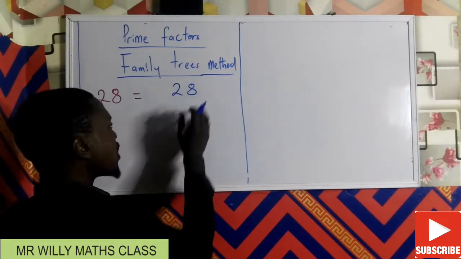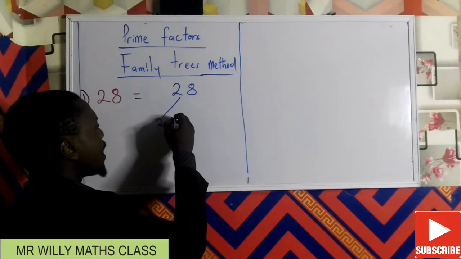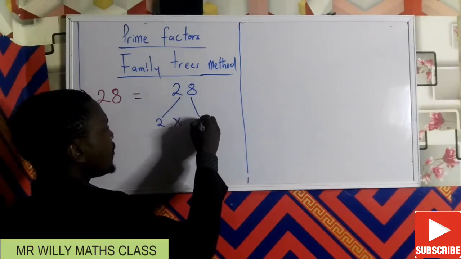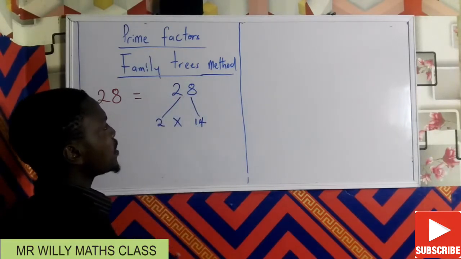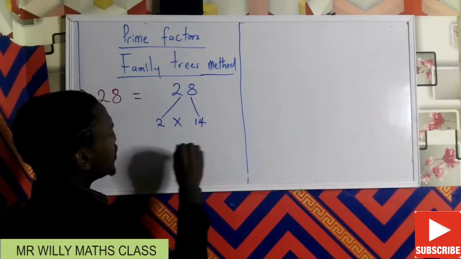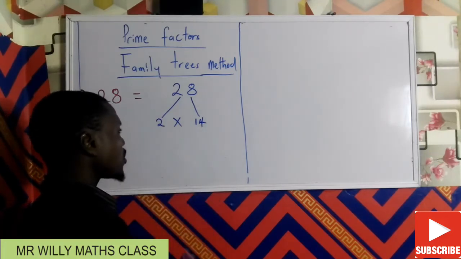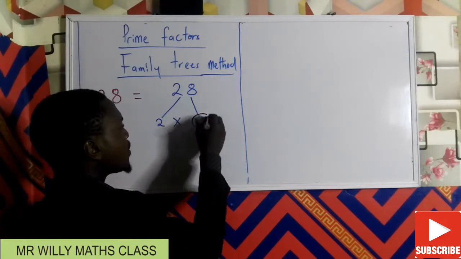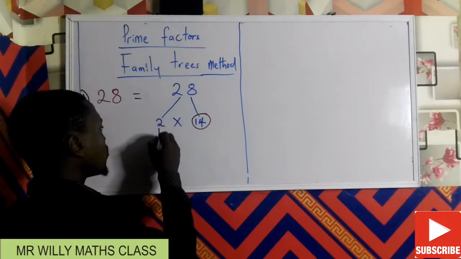So this 28 will give birth to 2 times 14. 2 times 14 will lead you to 28. Now, if you look at these two numbers, 2 is a prime number, 2 is a prime factor, but 14 is not a prime factor. That means I will still have to look for two numbers that if you multiply together, it will give you 14, while you maintain the 2.